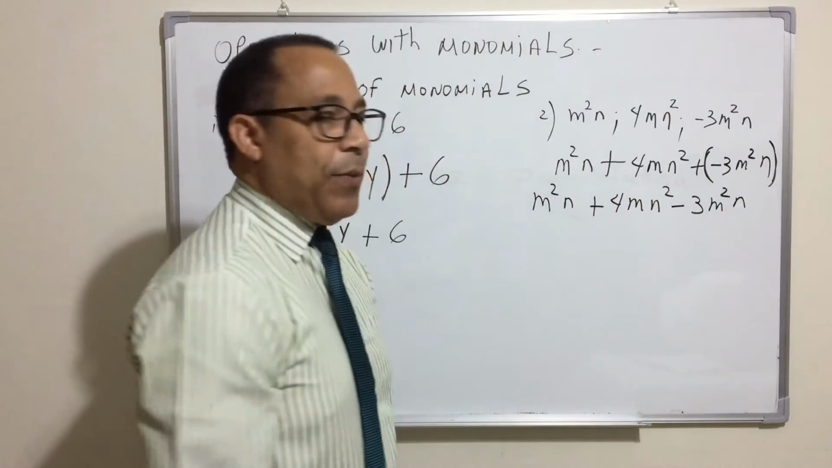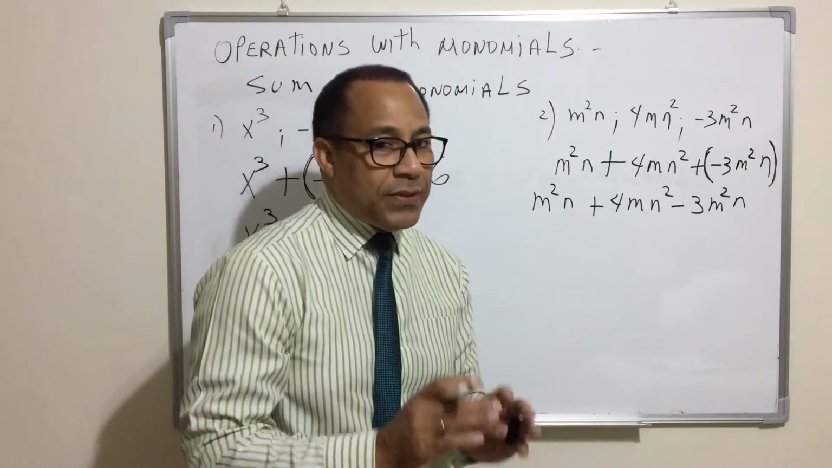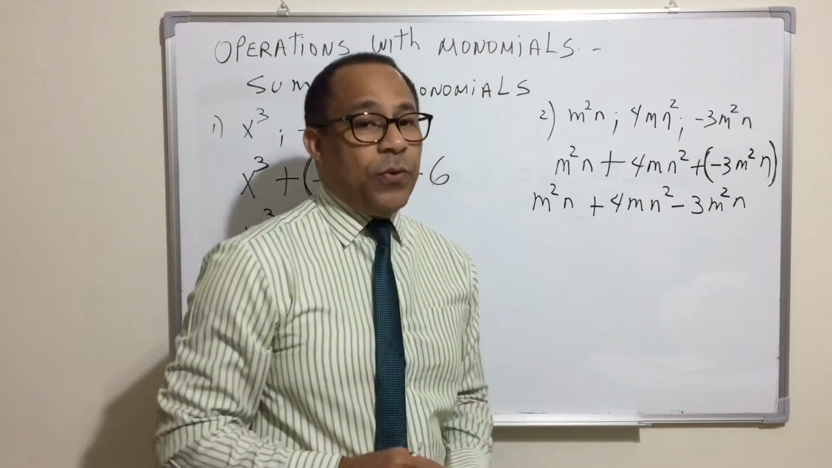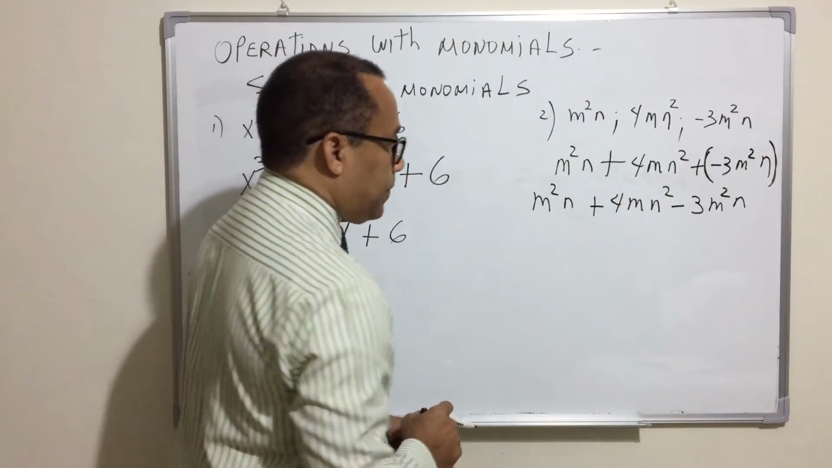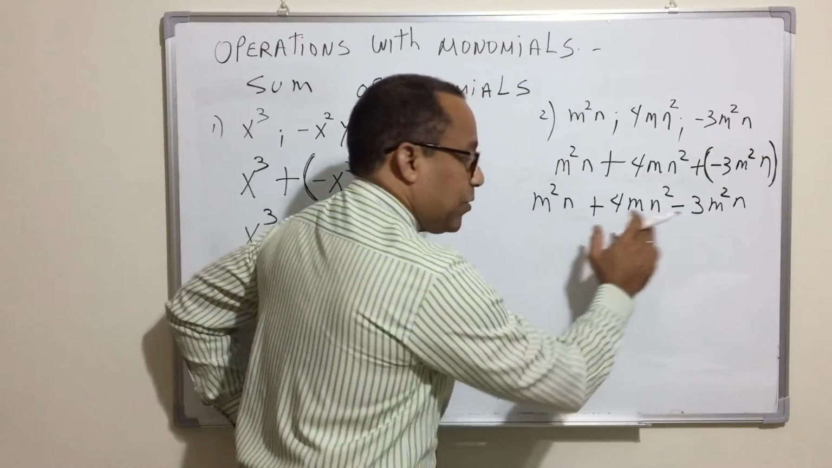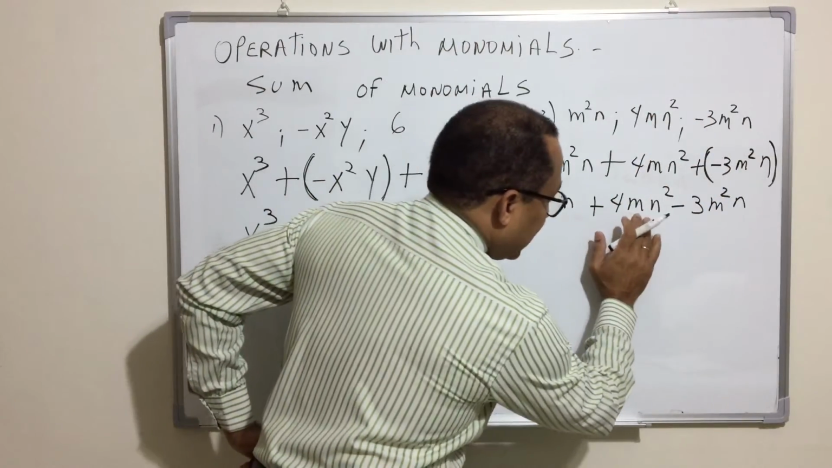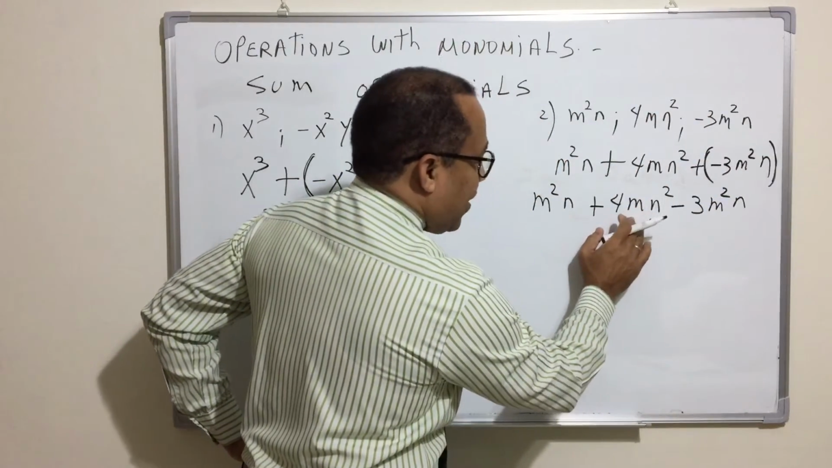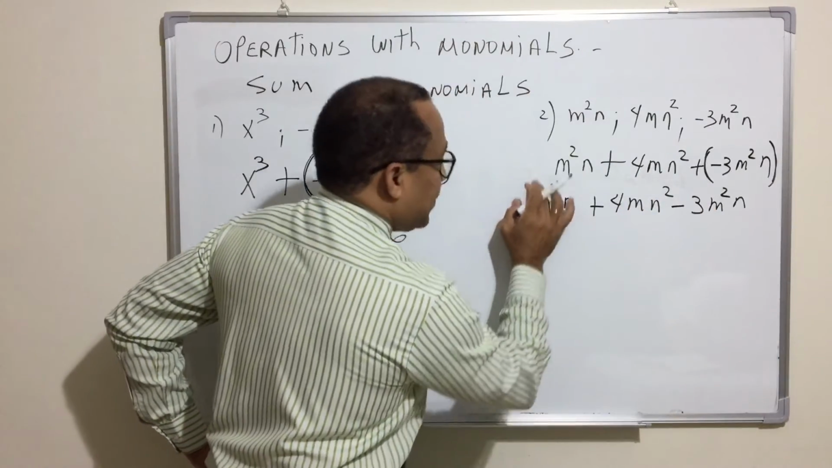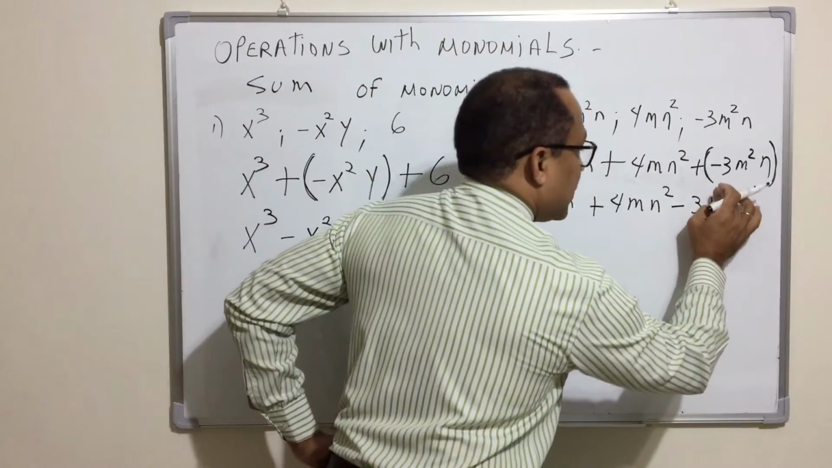And now I'm going to add the like terms. Like terms: the same variable, same letter, and the same power, same exponent. The like terms are m to the second n. I need to find another m to the second n. This seems to be mn, but it's not, because this is mn to the second, and it is m to the second n. So here there's another m to the second n.